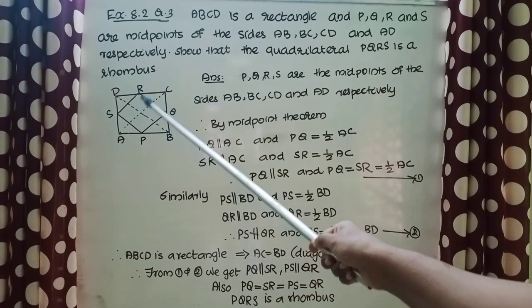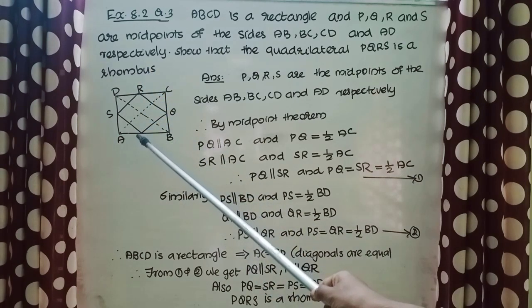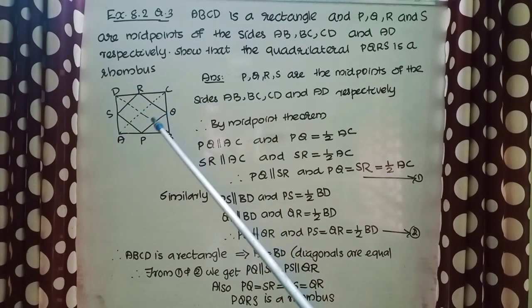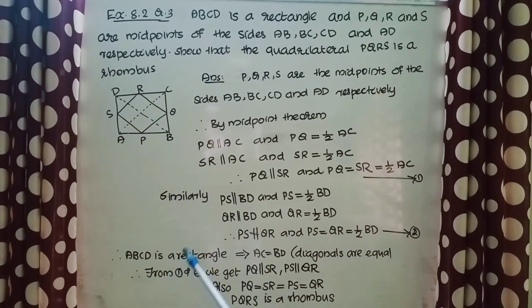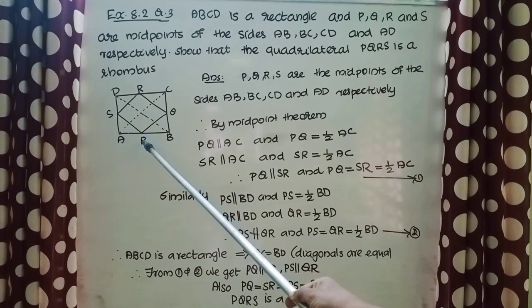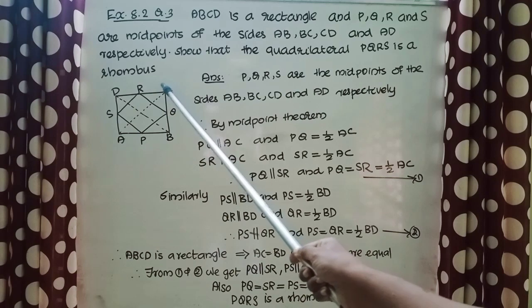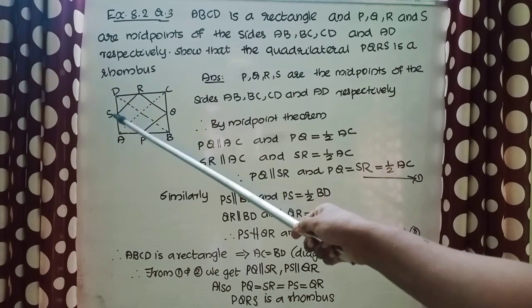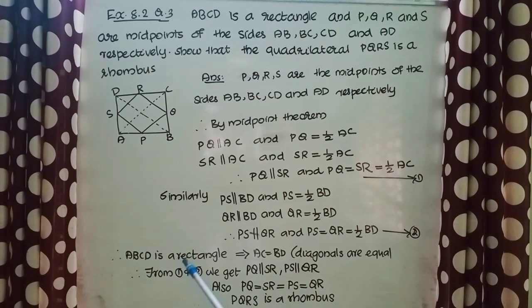We know the rhombus is a parallelogram in which all sides are equal. So we need to prove this PQ is parallel to SR, PS is parallel to QR and these sides PQ, QR, RS and PS all are equal. By our midpoint theorem, we can say P is the midpoint of AB and Q is the midpoint of BC. So this PQ parallel to AC and PQ equal to half AC. Similarly, this SR parallel to AC and SR equal to half AC.